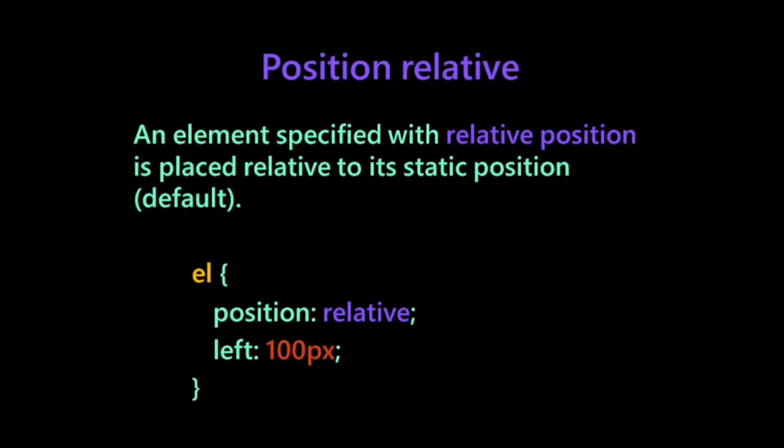Position relative. An element specified with relative position is placed relative to its static position. This element is specified position relative and is moved 100 pixels from the left.